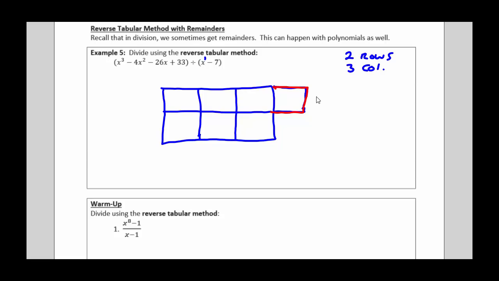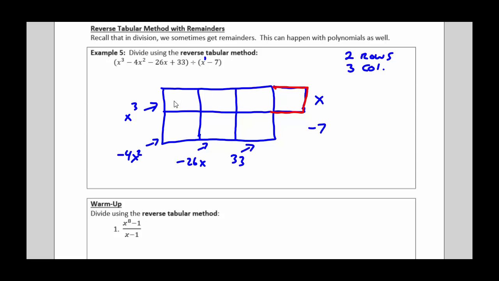Now, I'm going to put the x minus 7 here, and up top, I'm sorry, up top we don't put anything. That's where our answer is going to go. Here, we're putting back in these. So it's x to the 3rd, just like we did before, negative 4x squared, and then negative 26x, and then 33.